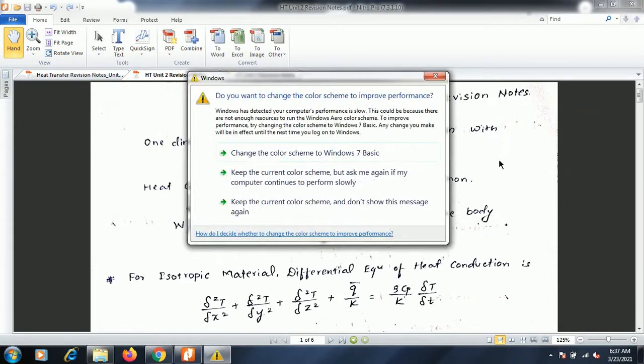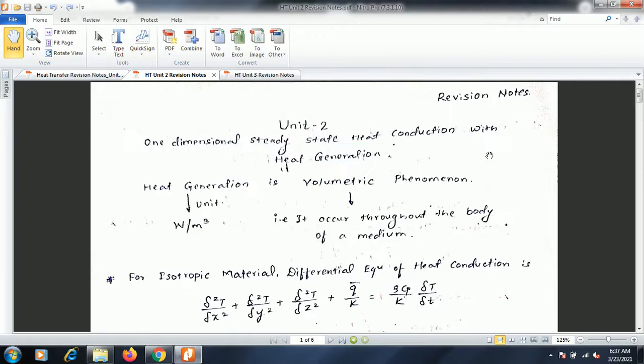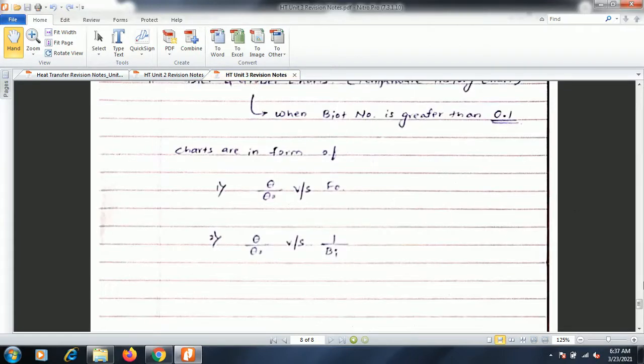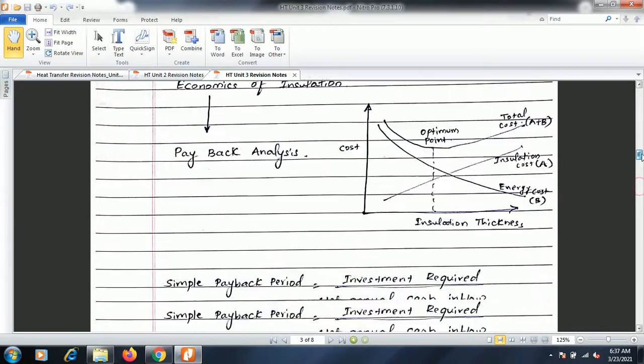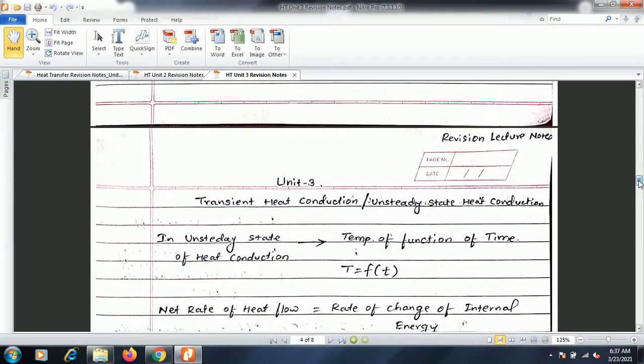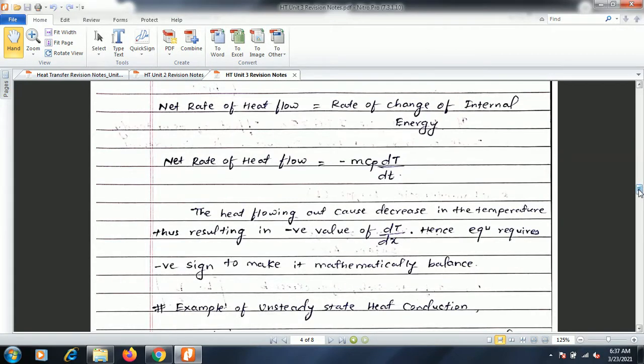Then we saw the concepts of effectiveness and efficiency, the difference between the effectiveness and the efficiency of a fin, and also the relations for temperature distribution, efficiency, and effectiveness of the insulated fin and the infinitely long fin. In the last unit, we saw the role of insulation, and then unsteady state heat conduction, that is, transient heat conduction, meaning change in temperature. The net rate of heat flow is equal to the rate of change of internal energy, and the most important formula, theta by theta naught equals e raised to minus hAt divided by rho CpV.